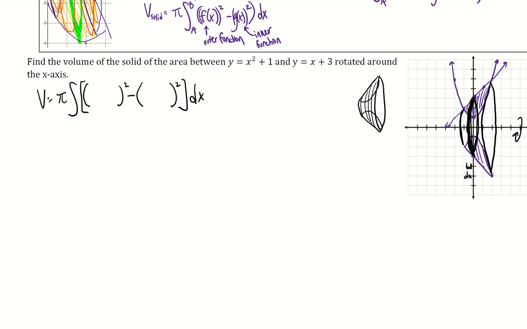So looking at where this area intersects, it intersects first at x equals -1, and then again at x equals 2. So those are my bounds, because I started with the area between these two curves. And then my outer function is the line, x plus 3. And then the inner function is the one that's closer to the x-axis, which is x squared plus 1. So remember, this is the outer function, and this is the inner function, and they are being squared because it's pi r squared h.